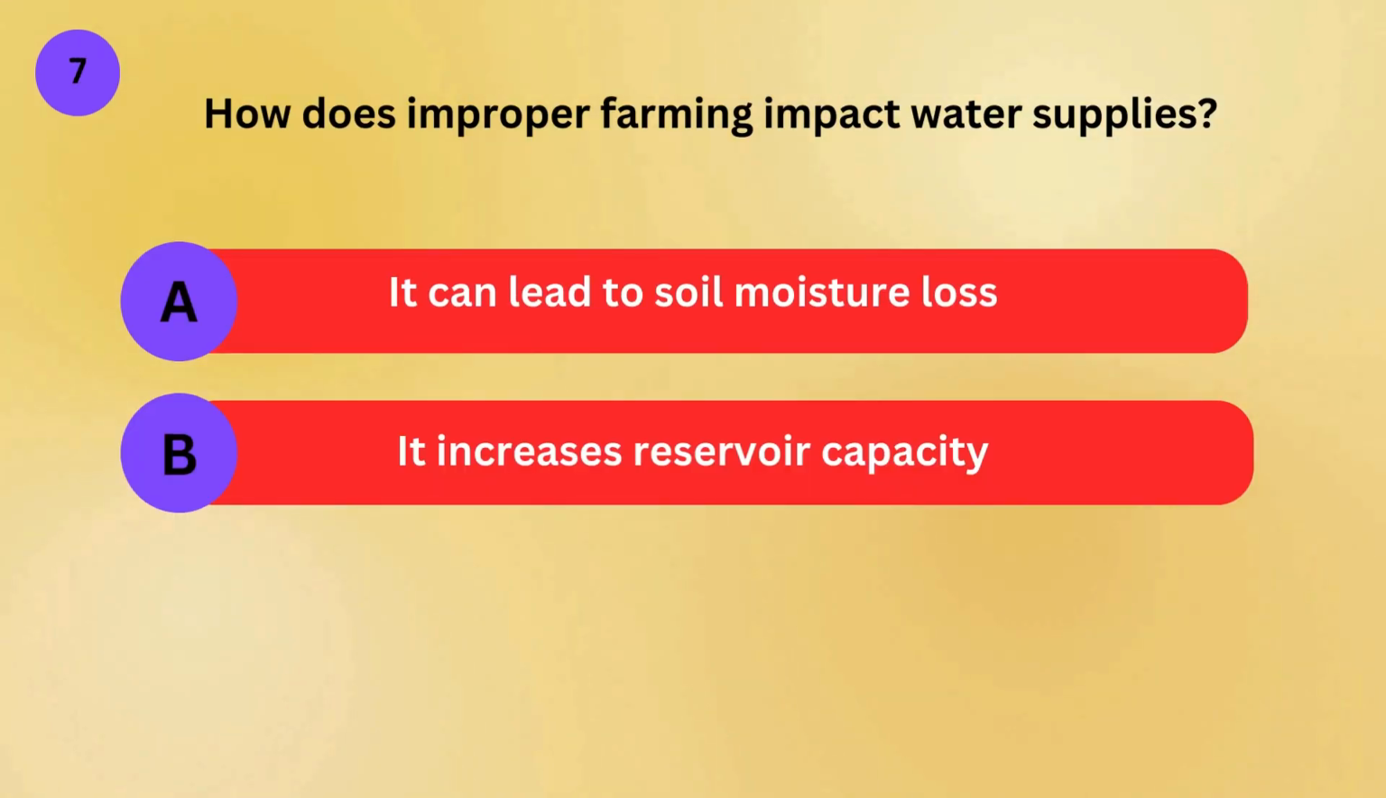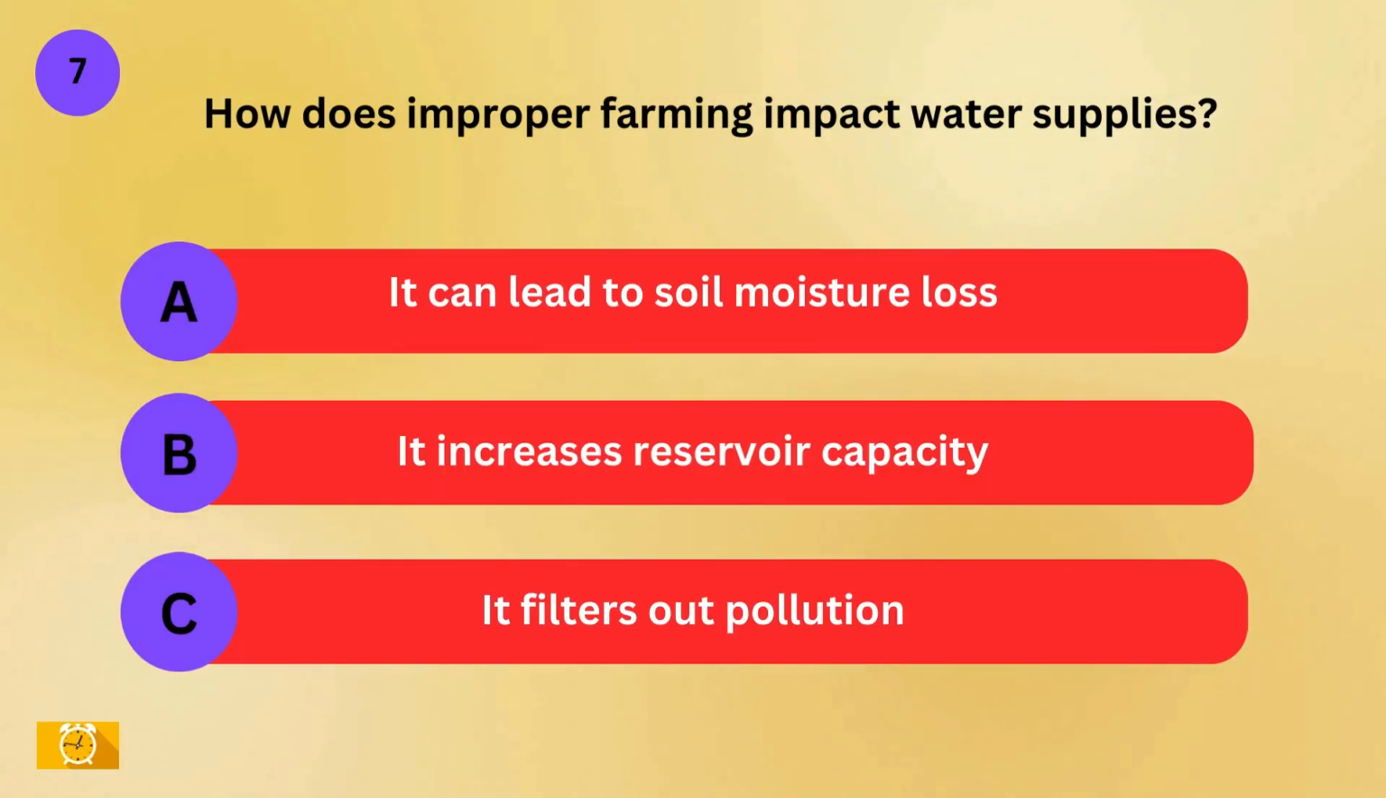How does improper farming impact water supplies? It can lead to soil moisture loss. It increases reservoir capacity. It filters out pollution.